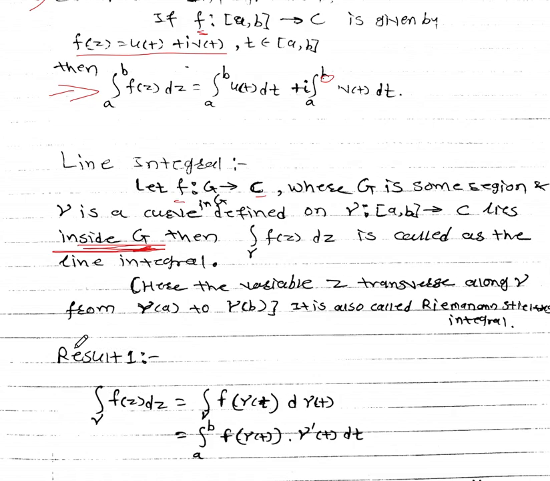So this is the important result in complex integration. The integral over gamma of f(z) dz equals the integral over gamma of f(gamma(t)) times gamma'(t) dt. Here we have put z equal to gamma(t). So this can be written as the integral from a to b of f(gamma(t)) times the derivative of gamma(t), that is gamma dash of t, dt. So this is the most important result.